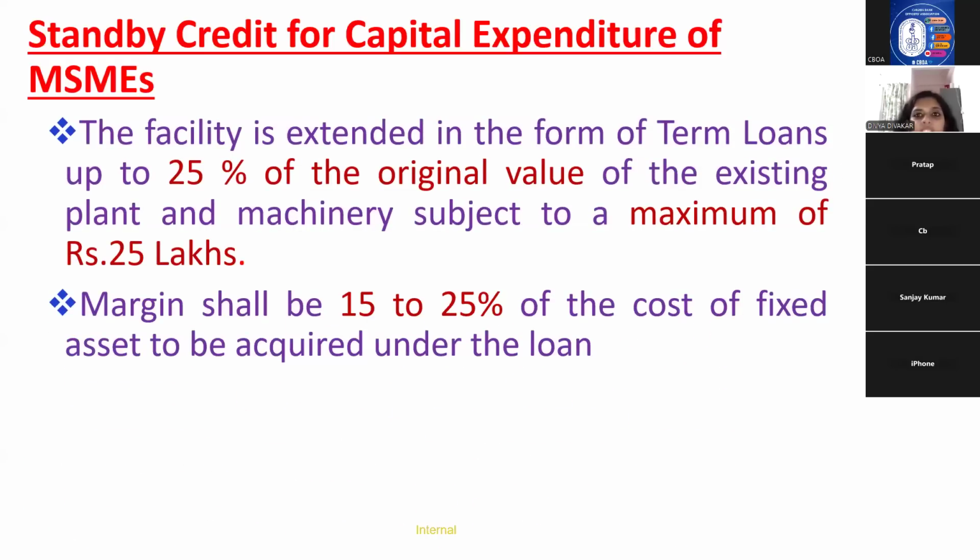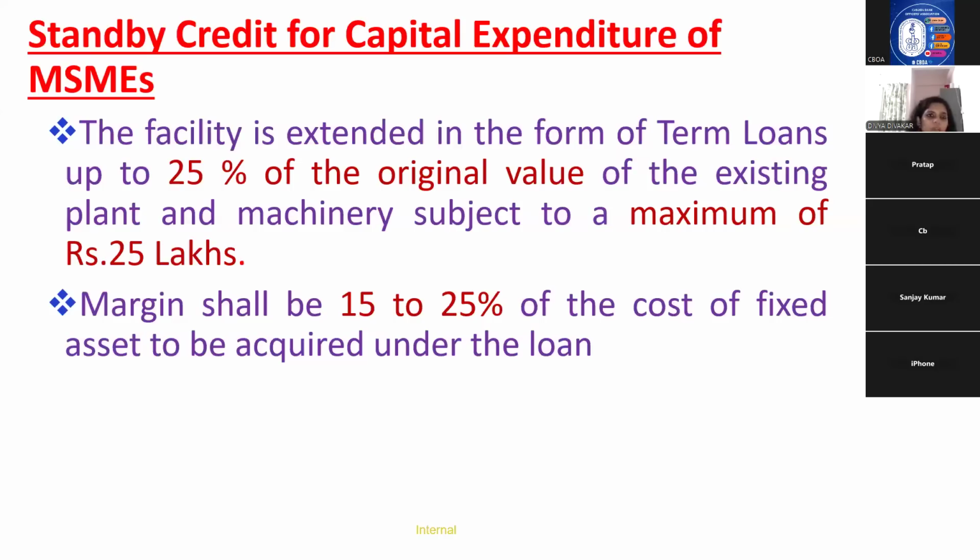Then standby credit for capital expenditure of MSMEs. The facility is extended in the form of term loans up to 25% of the original value of the existing plant and machinery, subject to a maximum of 25 lakhs. Remember, this is 25 and 25. This is in case of term loans, it is facility in the form of term loan.